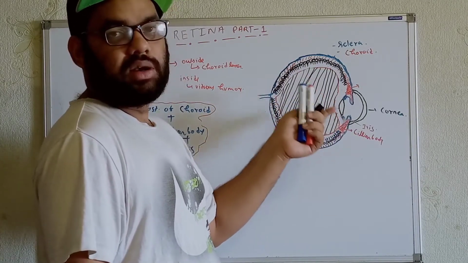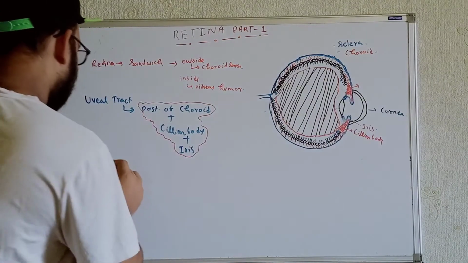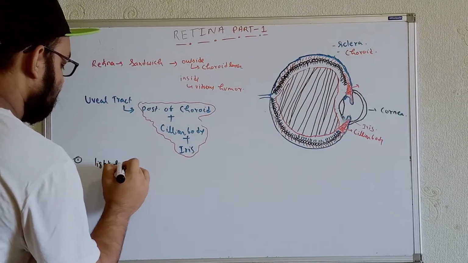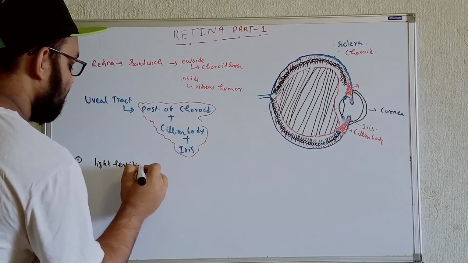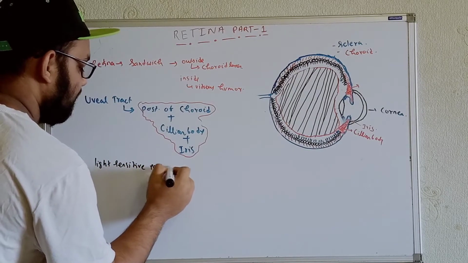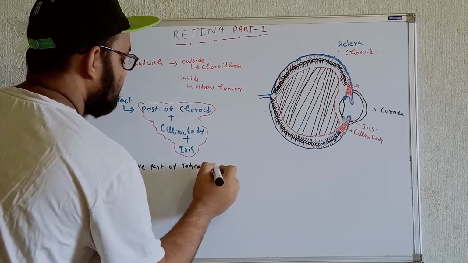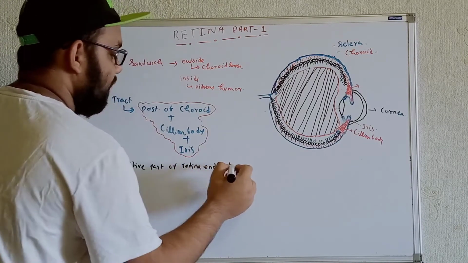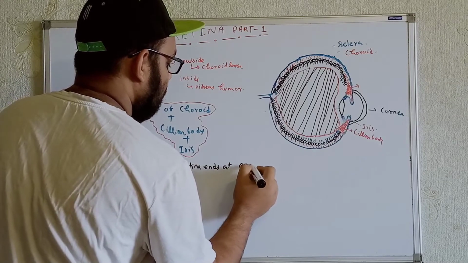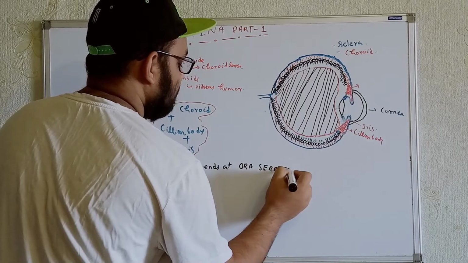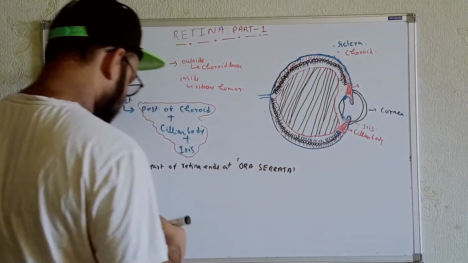Okay. So if you write it over here, the light sensitive part of a retina ends at ora serrata. What is the structure of ora serrata over here? You have to know first.